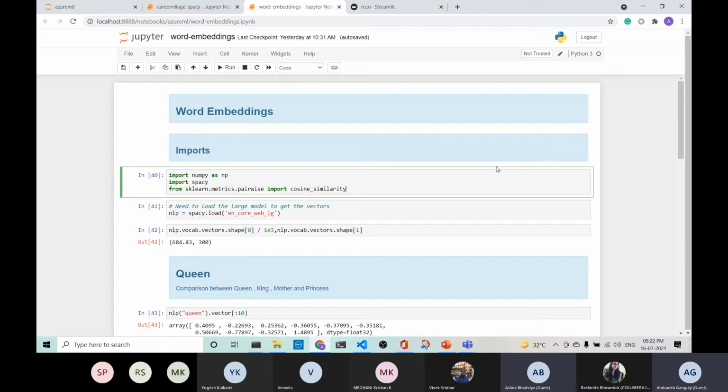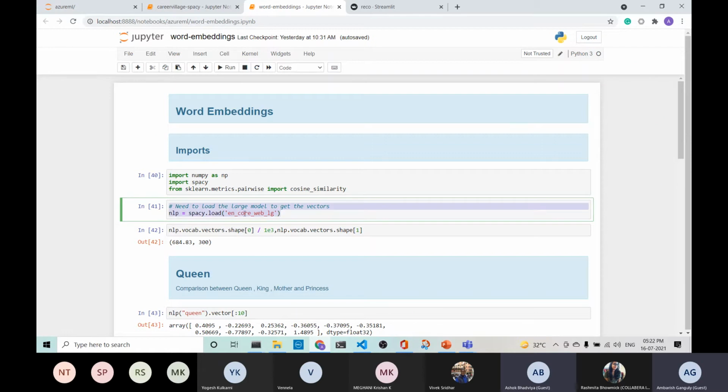It's a very nice library and makes it very easy to do all these word embedding stuff. So here I am using Spacy and loading a large model. Spacy has different types of models, in which the larger the model, the larger the number of elements in the vector. You see here the vocabulary is around 684,000 words it has scanned, and each word has around 300 features.